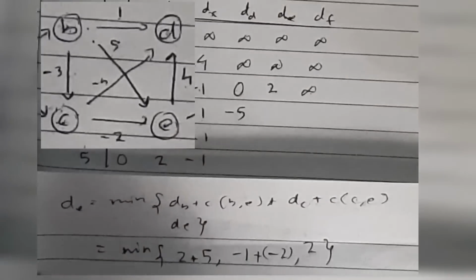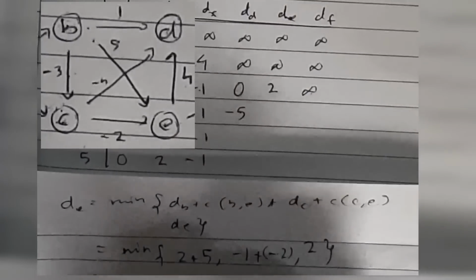Minus 1 plus cost of C to E. What's the cost from C to E? It is minus 2, so minus 1 plus minus 2, comma dE itself, whose value previously is 2, so I'll write 2. Now what's the minimum among these three? It is the middle one, which is minus 3, so I'll update this value here as minus 3. Okay, and then dF. What's the formula for dF? See, to reach F we have two ways.